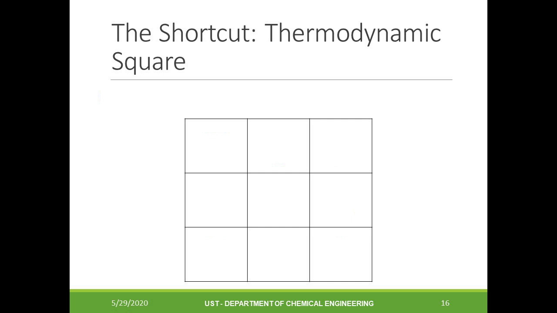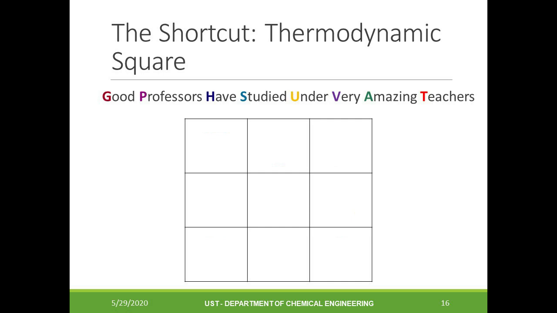We have a simple mnemonic that will aid us to do this job. Alright, so remember this sentence: good professors have studied under very amazing teacher. Notice that I have highlighted the first letters of each word in the sentence, and this should already give us an idea of what this letter symbolizes. G stands for Gibbs free energy, P for pressure, H stands for enthalpy, S stands for entropy, U means internal energy, V is for volume, A is for Helmholtz energy, and T is for temperature.